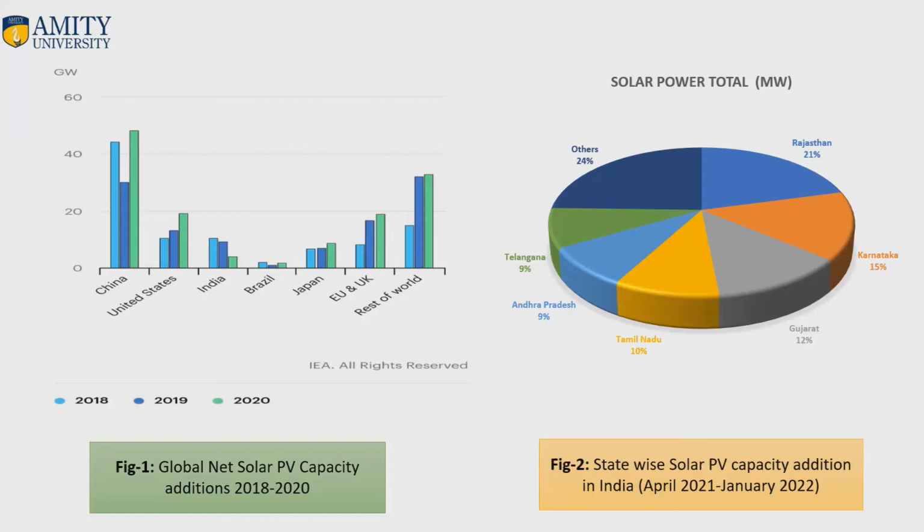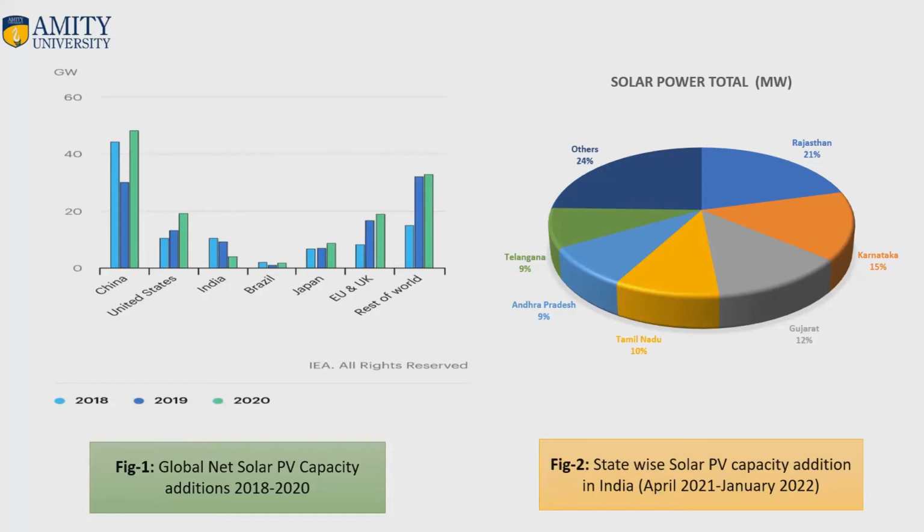Now, looking at figure 2, which is the data released by the Ministry of New and Renewable Energy, India, showing statewide solar capacity addition in India from April 2021 to January 2022. During this period, about 7 gigawatt of solar utility scale was added. As seen from the pie chart, the state Rajasthan added the highest solar capacity, accounting for about 21% of solar total power, followed by Karnataka and Gujarat.